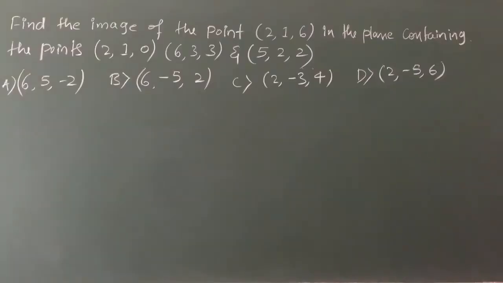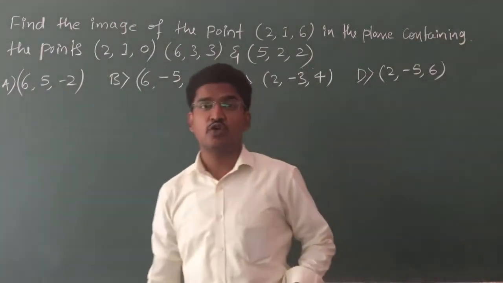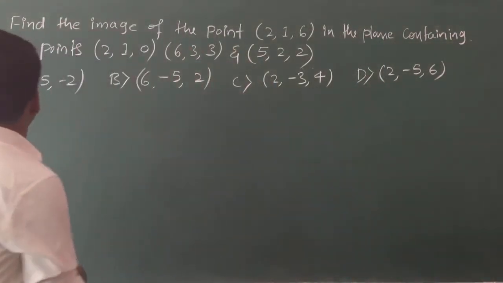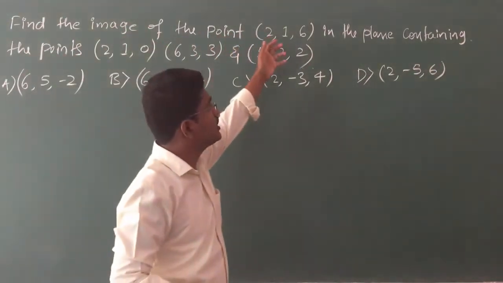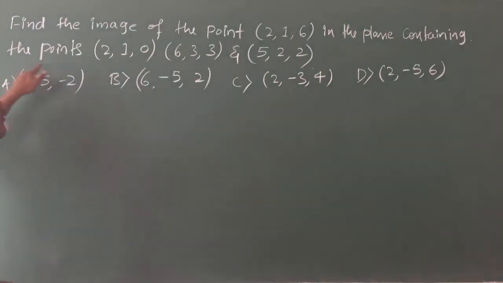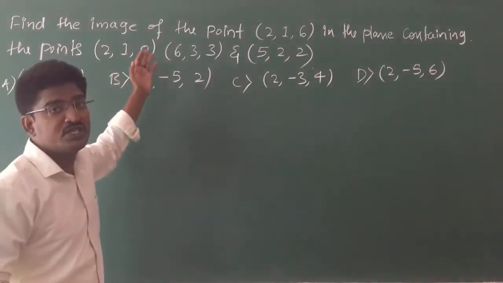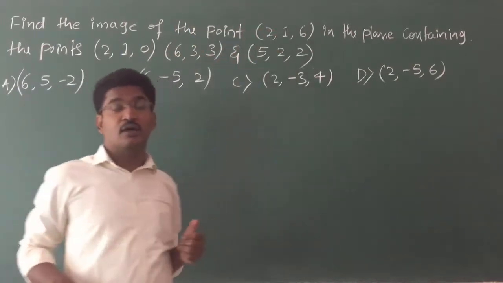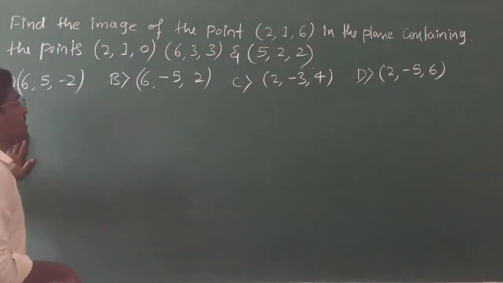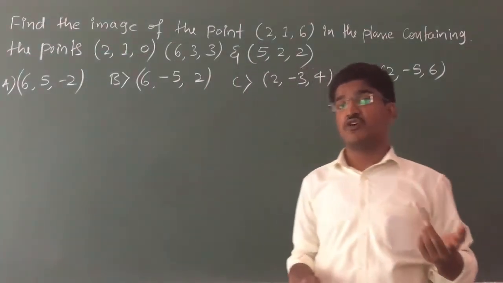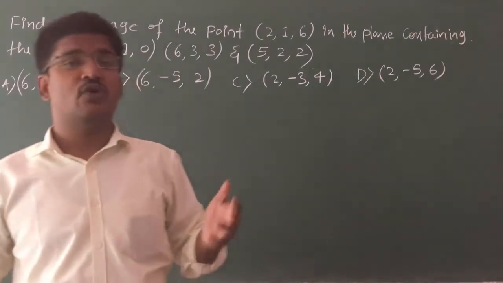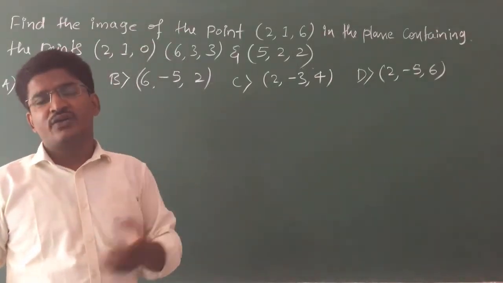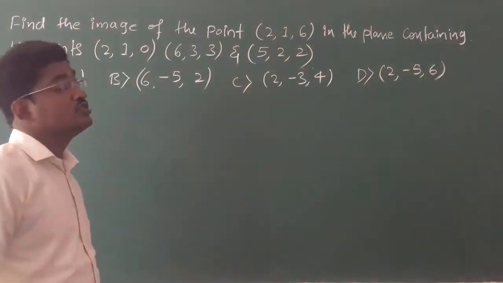Clear, students? Okay, students. So now let us move to the next question, that is from three-dimensional geometry. Now find the image of the point 2, 1, 6 in the plane containing the points 2, 1, 0, 6, 3, 3, 5, 2, 2. So what are they asking? They are asking the image of this point. For that, it will be very rigorous calculation, because first you have to find the normal vector to the plane, then the equation of plane, and after getting the equation of plane, you can find the image of 2, 1, 6.